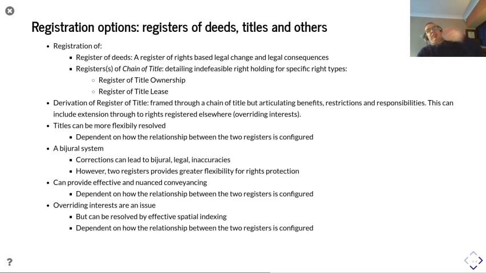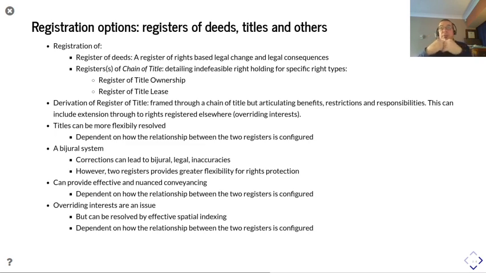And then you deal with the derivation of register of title, and this is framed through the chain of title, but articulating benefits, restrictions, and responsibilities, i.e., the non-ownership and pertinence relationships that can be derived directly from both the chain of title and the register of deeds. This could also be extended to go over to other registers or overriding interests on other registers, as long as you have some dynamic spatial indexing.